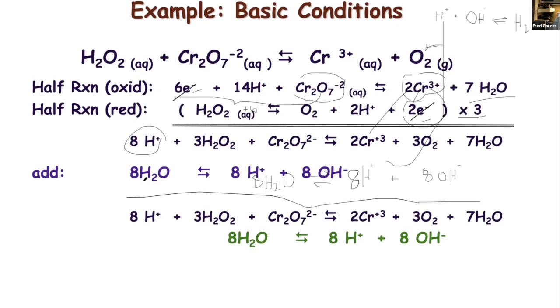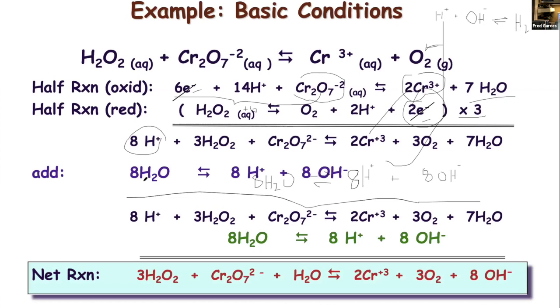And then when you add that all up, what you end up with is this. And see how the hydrogen now becomes hydroxide? Now you're under basic medium. That's the only step you need to remember if the problem tells you specifically it's under basic medium. Otherwise assume it's under acidic medium. So that's how you balance these equations, okay?